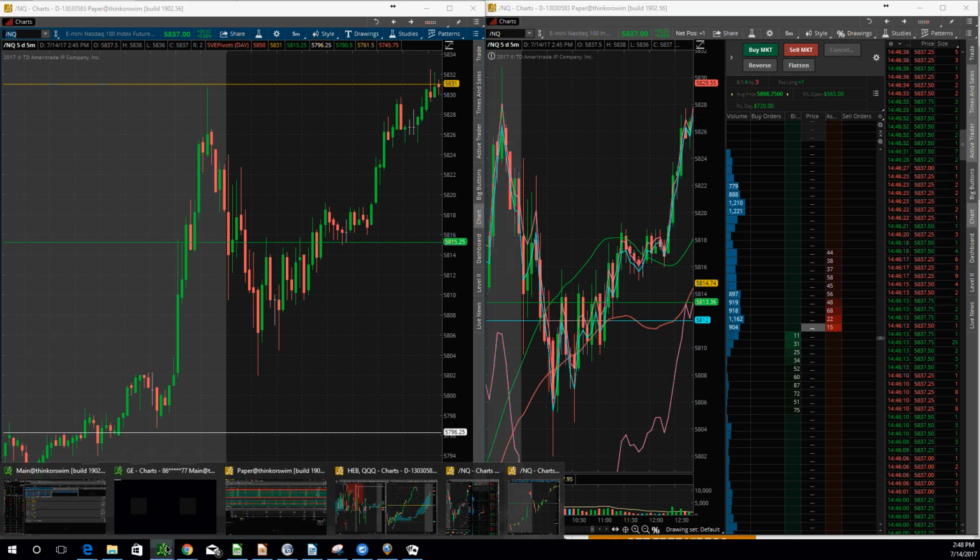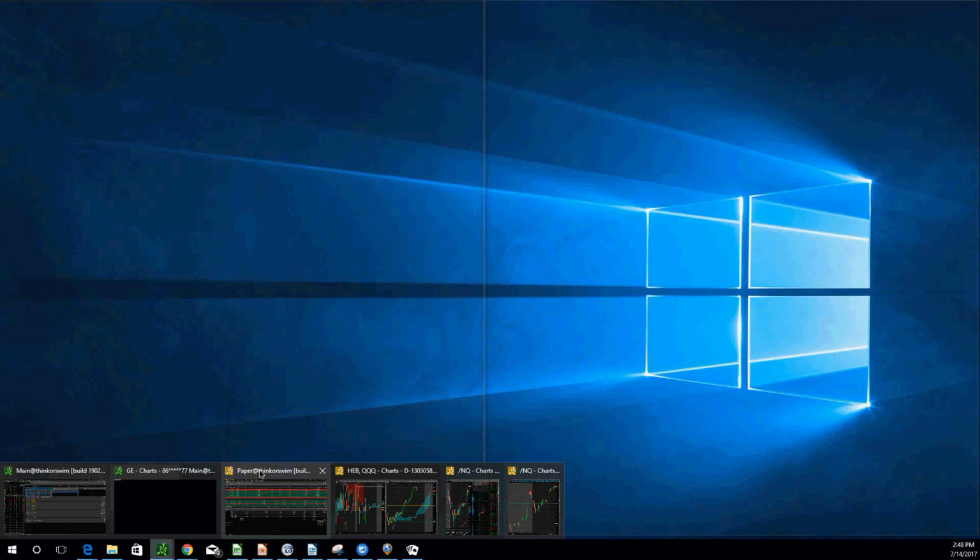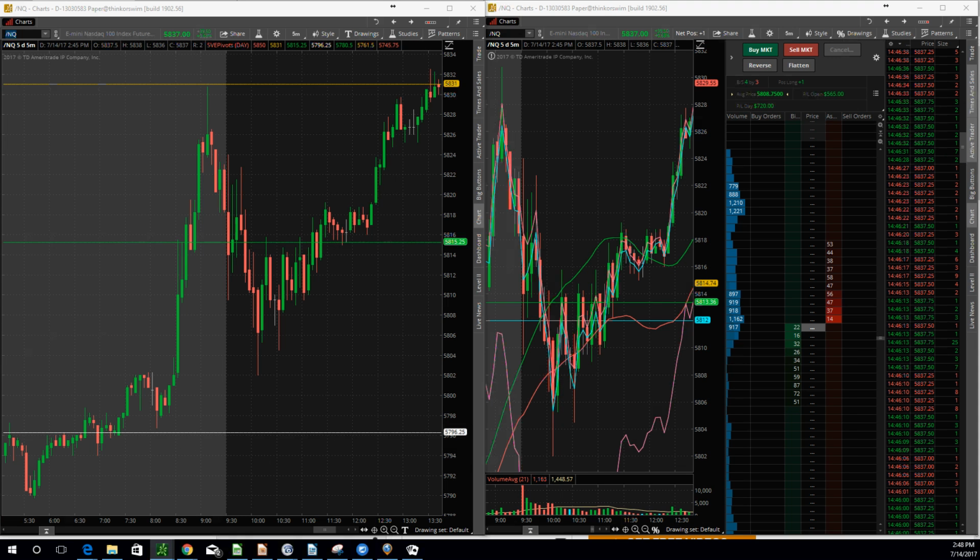Now, on the option side, let's take a quick look at that. On the option side, we had bought 10 contracts, and we sold our 10 contracts. So we ended up getting out of that.